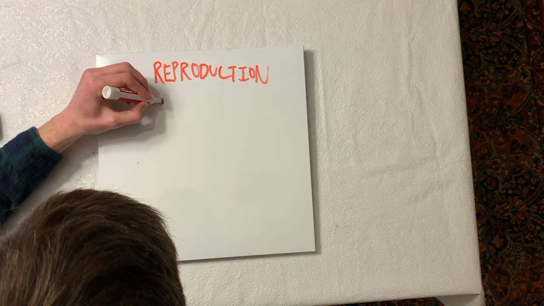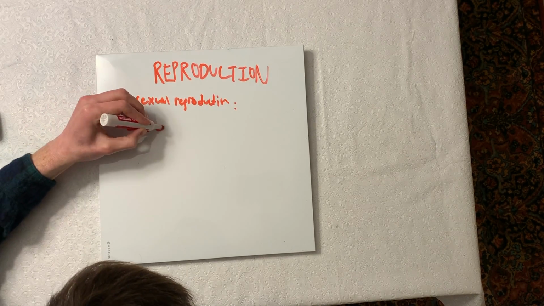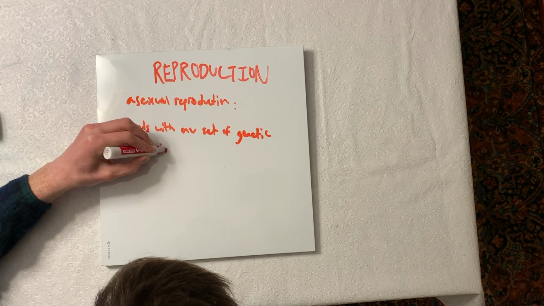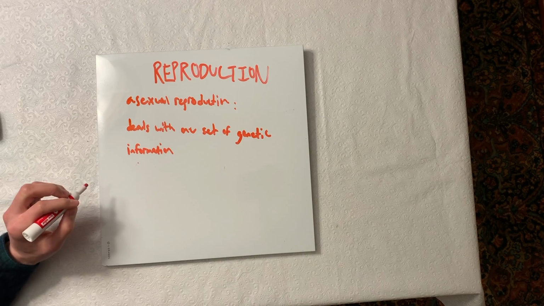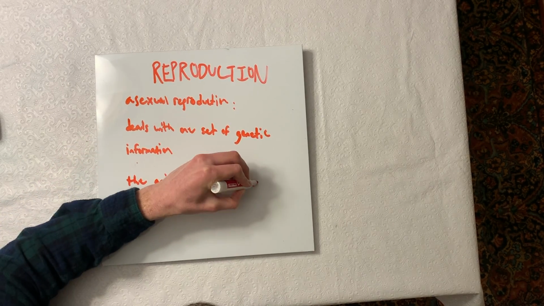Asexual reproduction, on the other hand, deals with only one set of genetic information, not two. So pretty much the organism is making a direct copy of itself, and that's what the offspring becomes. This isn't common for animals. It doesn't really happen in animals, but it happens a lot in single cellular organisms.